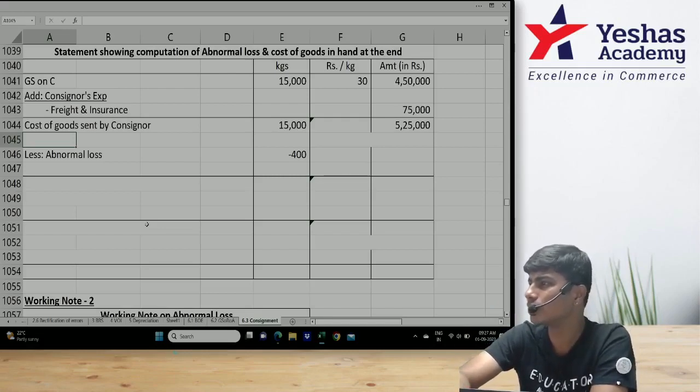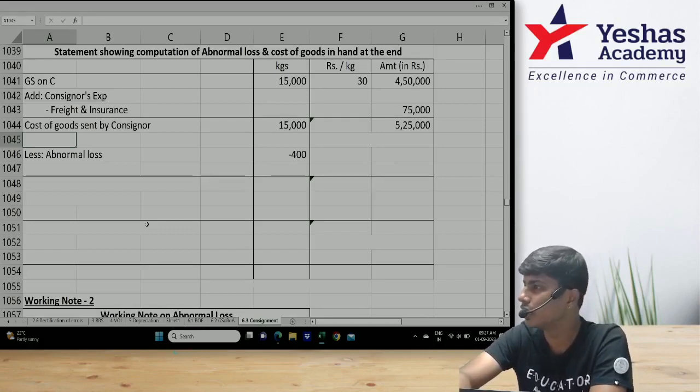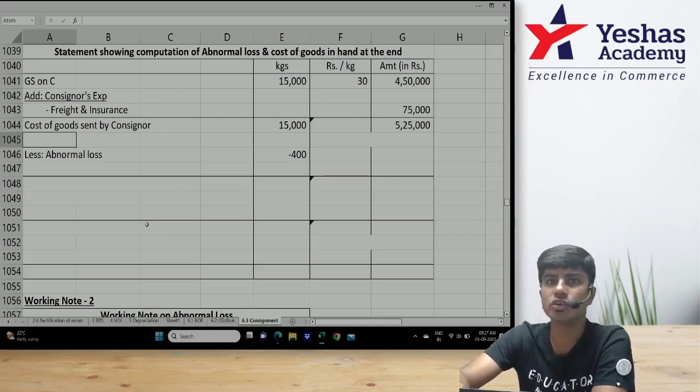Do you agree with me? You expected the goods to reach you safely, but due to some malfunctioning or planning issue, this has happened. So abnormal loss should not get affected because of normal loss. That is the reason why abnormal loss is treated first by ICA. So we'll also do the same.